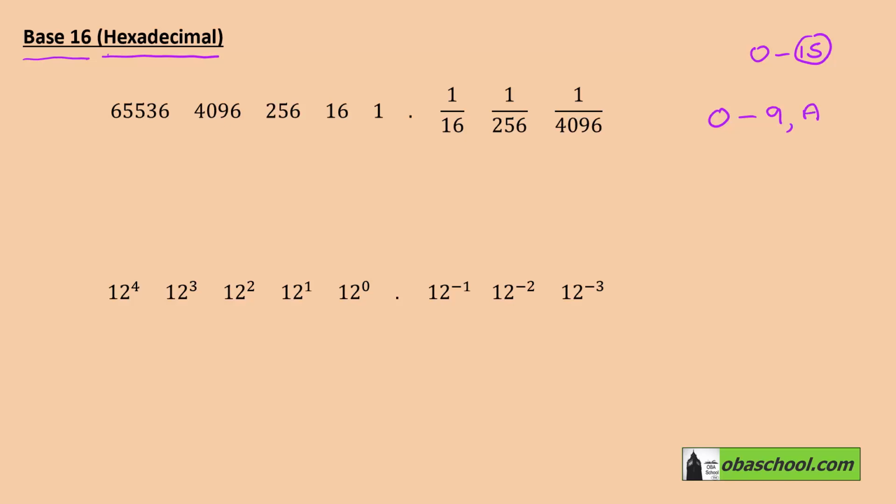we use A to represent 10, B to represent 11, C to represent 12, D to represent 13, E to represent 14, and finally F to represent 15. So these are, if you like, the digits that we use when we're doing hexadecimal.